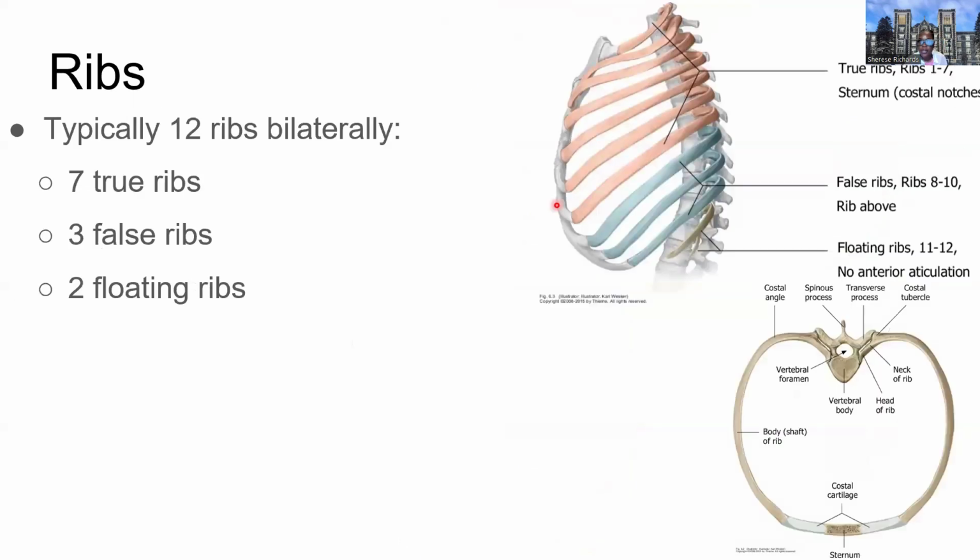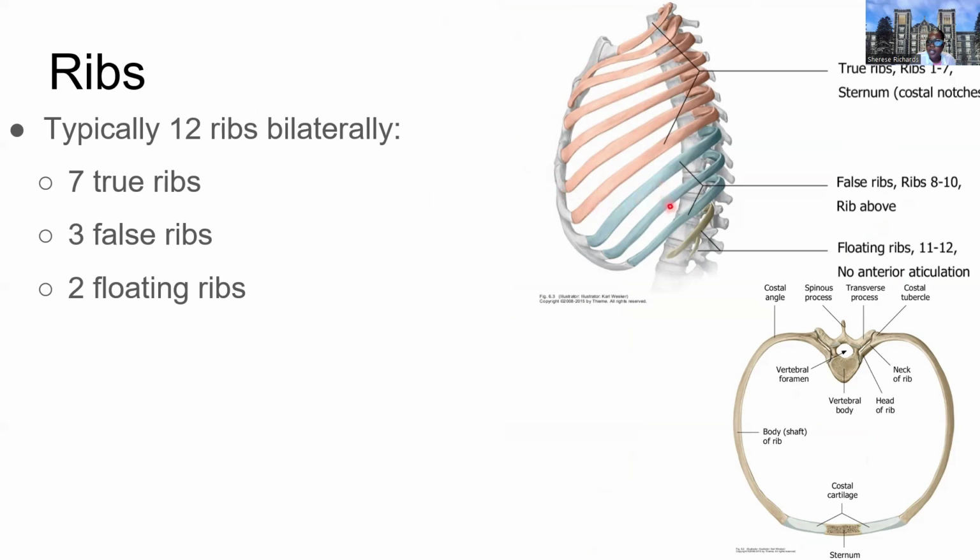Let's look at the ribs. So the ribs are forming the thoracic cavity. We have three different categories or types of ribs. The first 7 are called true ribs. Now, these are going to articulate directly to the sternum, right? And so they are what we would essentially call a true rib or authentic rib.